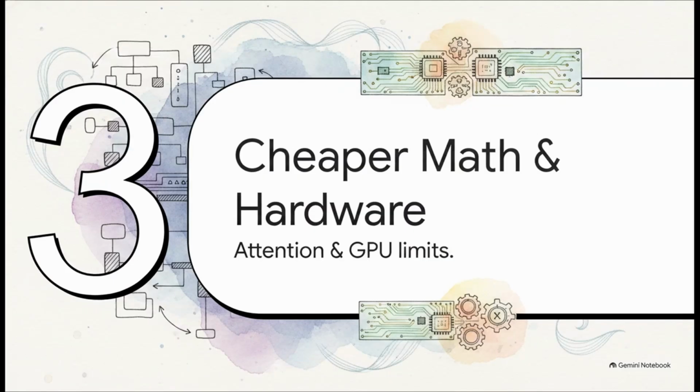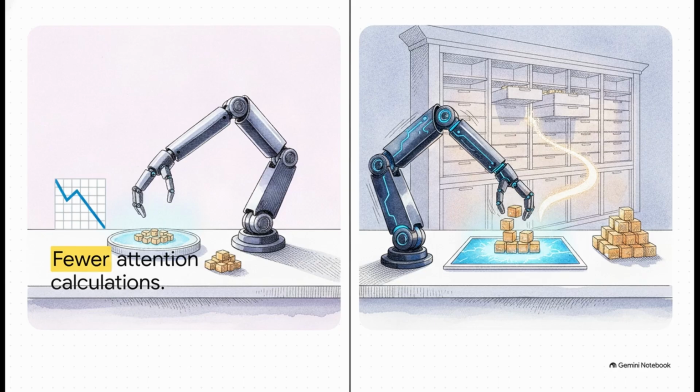All right, on to part 3, cheaper math and better hardware. We've eliminated all the work we possibly can. Now, how do we handle the math that we absolutely cannot skip? Enter flash attention. Remember, sparse attention was do fewer calculations. Flash attention is do the exact same calculations, but with way less data movement.